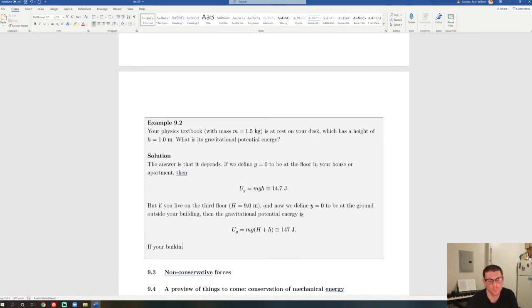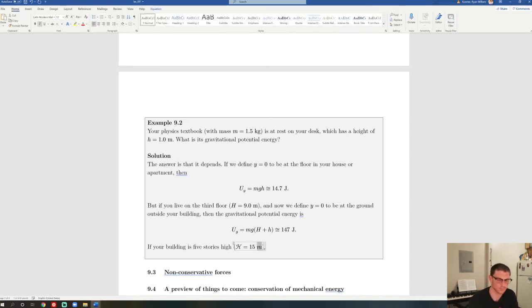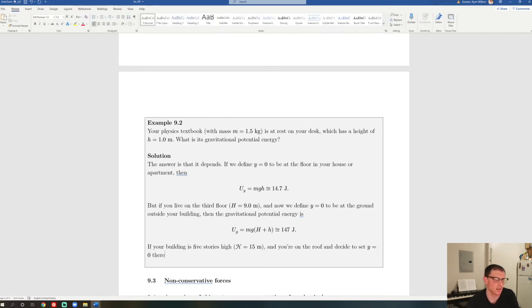if your building, right, is 5 stories high, and I'll denote this with a fancy H. Haven't really been using as many fancy letters as I would like to. And you're on the roof and decide to set y equals 0 there, the gravitational potential energy of the textbook would be negative, right? And you could calculate this based on, I think, all the information we have.